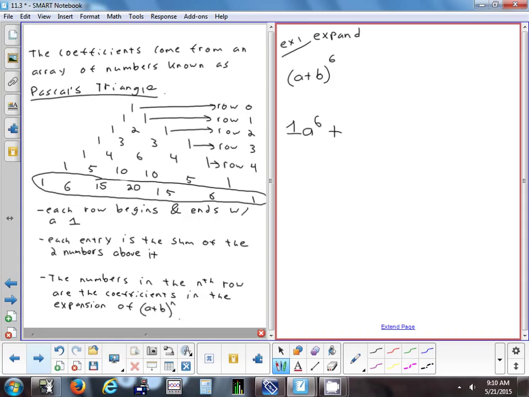What's my coefficient, Michael, for the second term? 6. Okay, so we're going to have 6. What's going to happen to my power on a? Yep, it's going to go down by 1. And then b is going to go up by 1, so instead of b to the 0, now we've got b to the first. We're just going to keep going until we write out the whole expression. The next one is going to be a 15, now it's going to be a to the fourth, b squared. The next one's going to be 20, a cubed, b cubed.